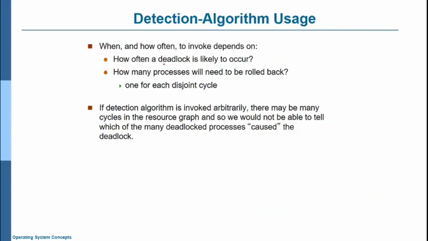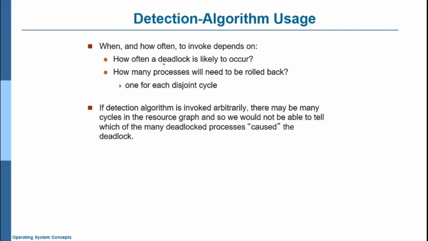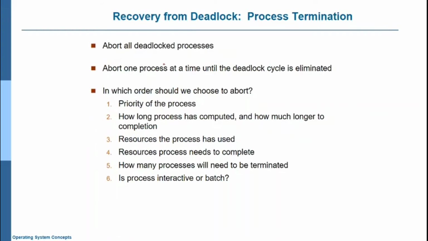So detection algorithm usage: when and how often to invoke it depends on how often deadlock is likely to occur. If the detection algorithm is invoked arbitrarily, there may be many cycles in the resource graph, and so we would not be able to tell which of the many deadlocked processes caused the deadlock. So recovery from deadlock: process termination, abort all the deadlocked processes.